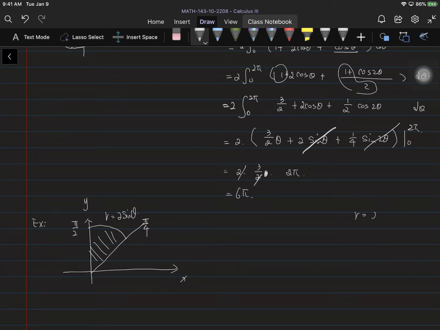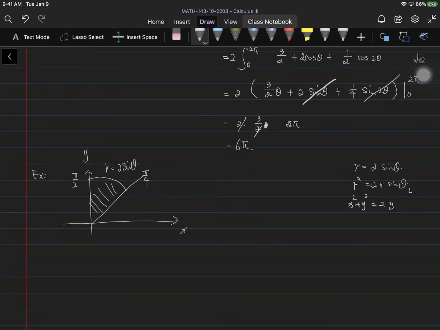If r equals 2 sine theta, if we multiply both sides by r, that becomes r squared equals 2r sine theta. Do you still remember how to change this into Cartesian? x squared plus y squared equals 2y. Is that right? And then we change this into a circle by completing the square. So actually this is a circle. That's why I drew this shape.